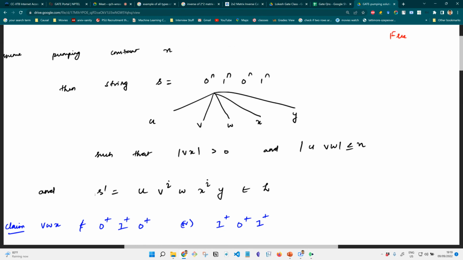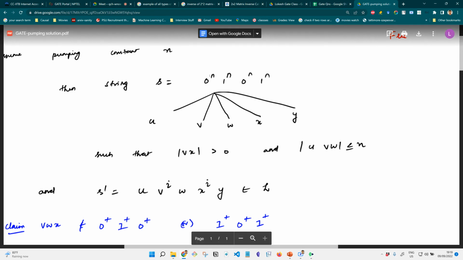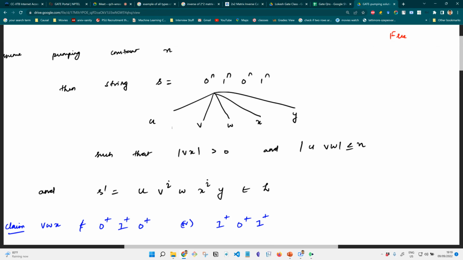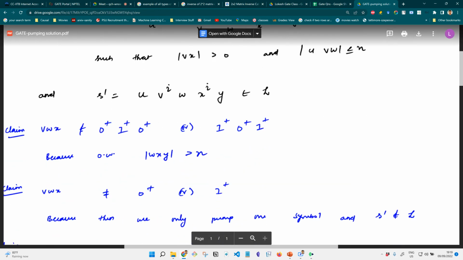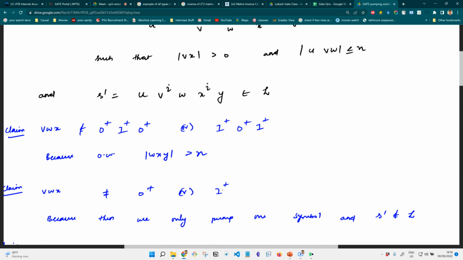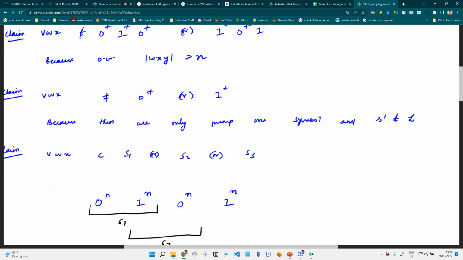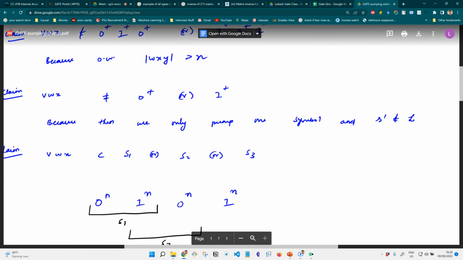Then S prime will contain more ones than zeros. That is why if you take vwx as all zeros or all ones, that is a violation. So the second claim is valid. Then for the third claim, the only possibility is that vwx can contain zeros followed by ones or ones followed by zeros.